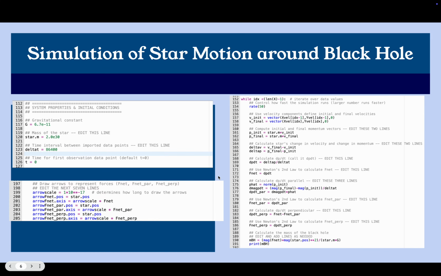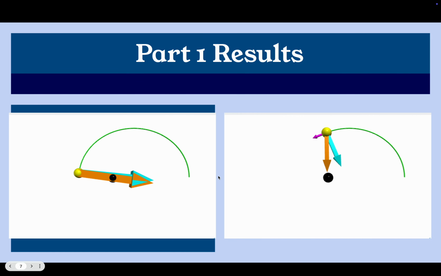To find the net force, I calculated the change in momentum over time. Then to find the mass of the black hole, I used the gravitational formula and isolated the black hole's mass. Then I found the perpendicular and parallel forces using the F-net equals F-net perp plus F-net parallel equation. And then I represented them as arrows in the simulation. Here is my result for part 1, where you can see how the arrows got larger as the star became closer and closer to the black hole.